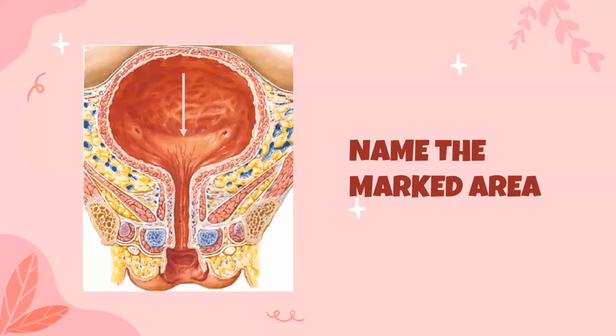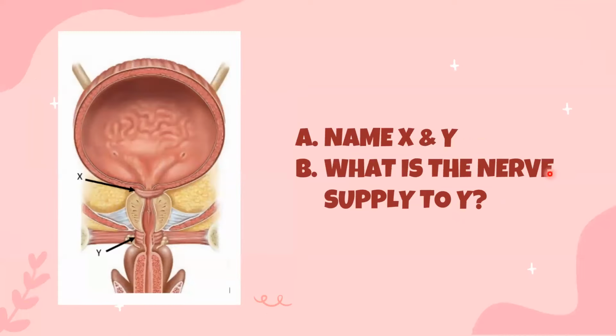Perfect, okay. Now, this trigone is also an important landmark during cystoscopy, which is basically an imaging of the bladder, where you're able to see the trigone and then use that as your landmark to locate everything else. Okay? Next up. Perfect.